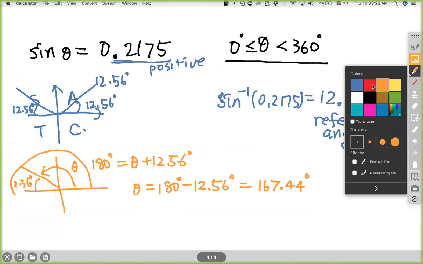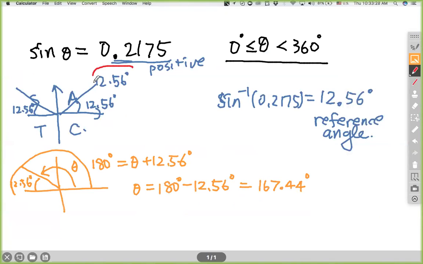So two solutions. This is one. This is the second solution. It's a little long. There are quite a few steps to solve trigonometric equations using the calculator, but these are necessary steps. So follow these steps and try to understand the process.